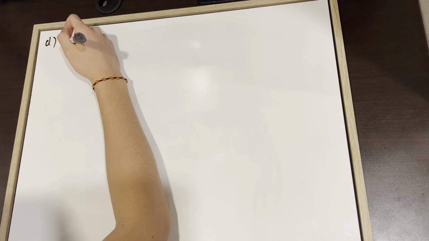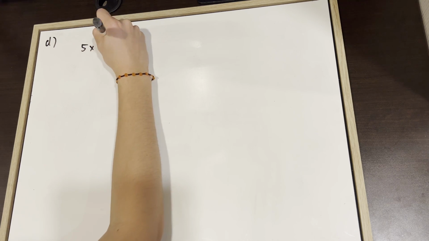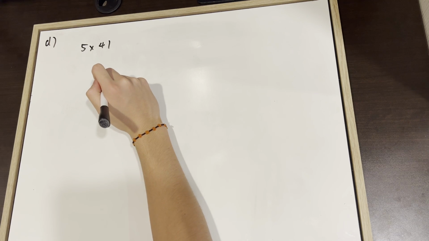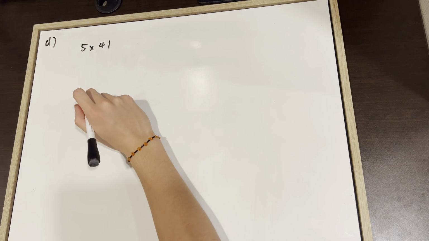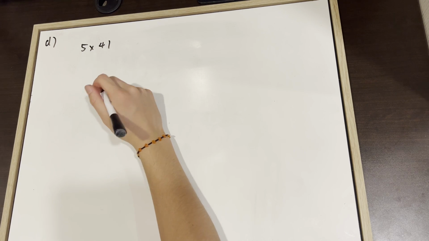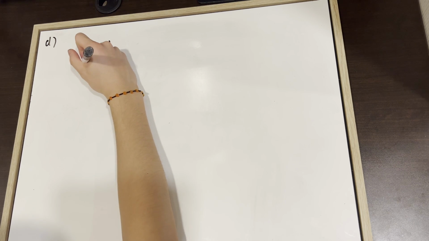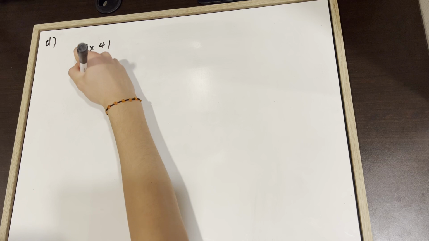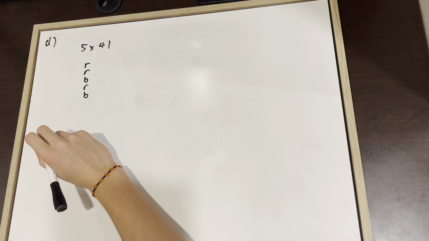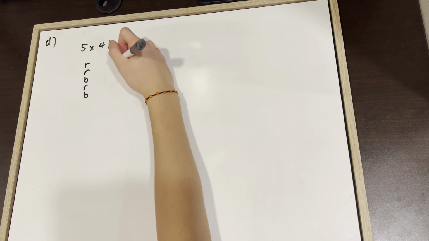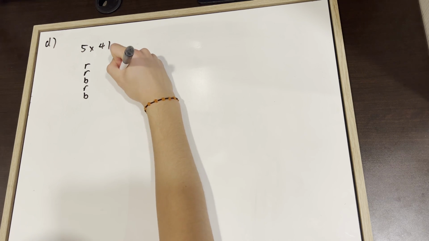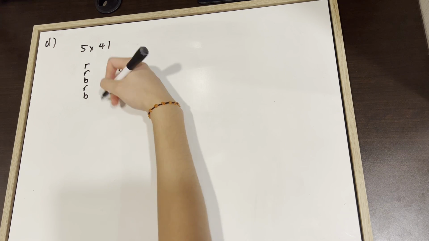Part D asks us to consider a 5 by 41 grid. It asks us to either prove or disprove that we can always find 3 rows or columns such that the 9 cells in the intersections are all the same color. First, we call a column red heavy if it has 3 or more red cells, and blue heavy if it has 3 or more blue cells. For example, if we have a column that is red, red, blue, red, blue, then this column will be red heavy. If we have a column like blue, blue, red, then this column is blue heavy.